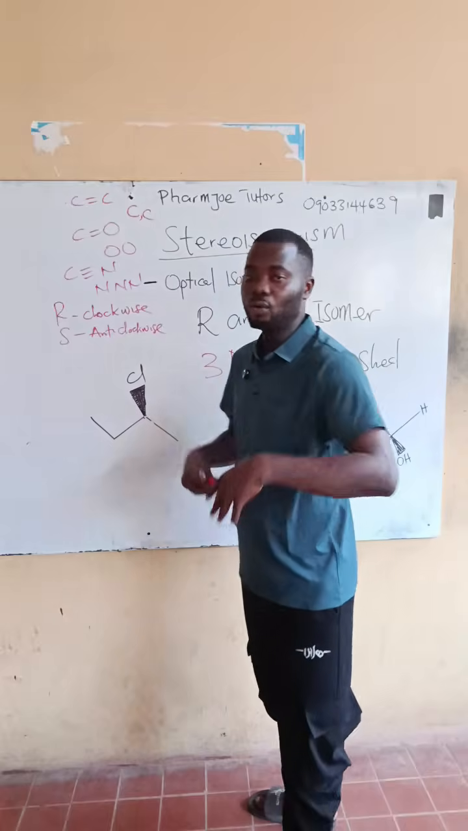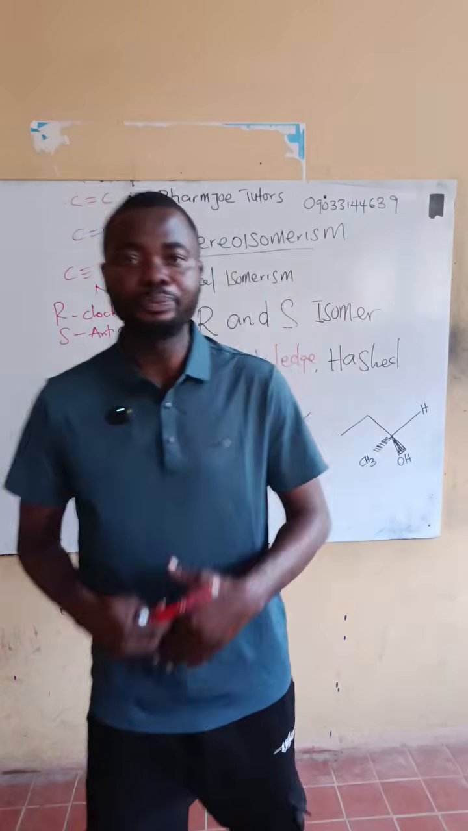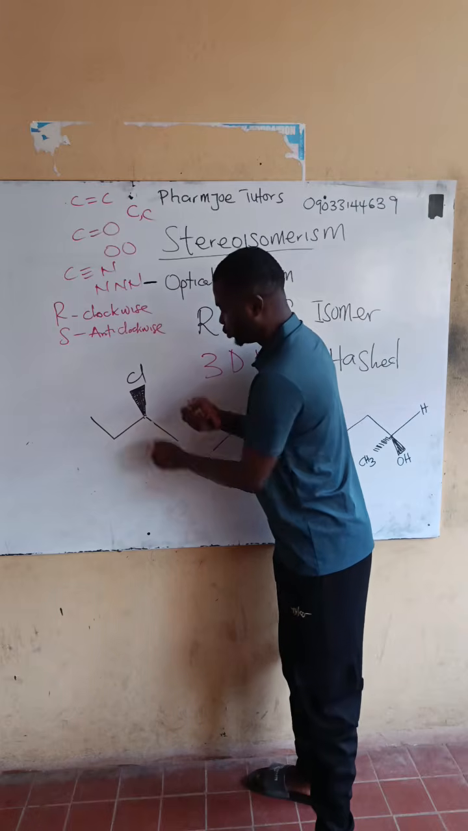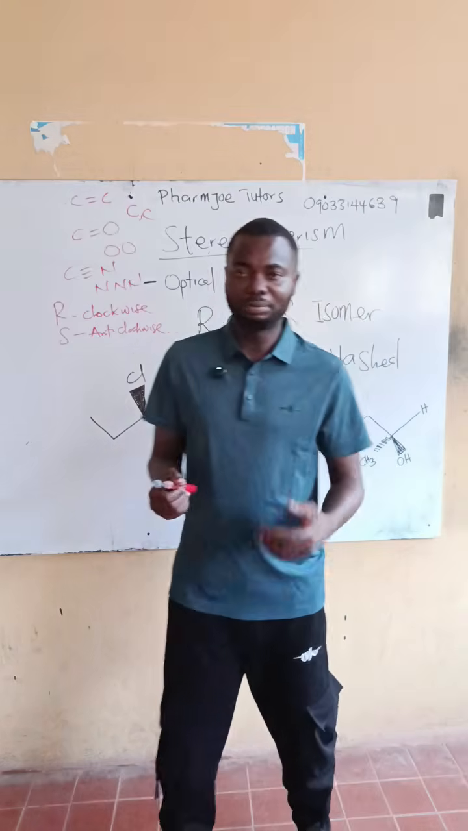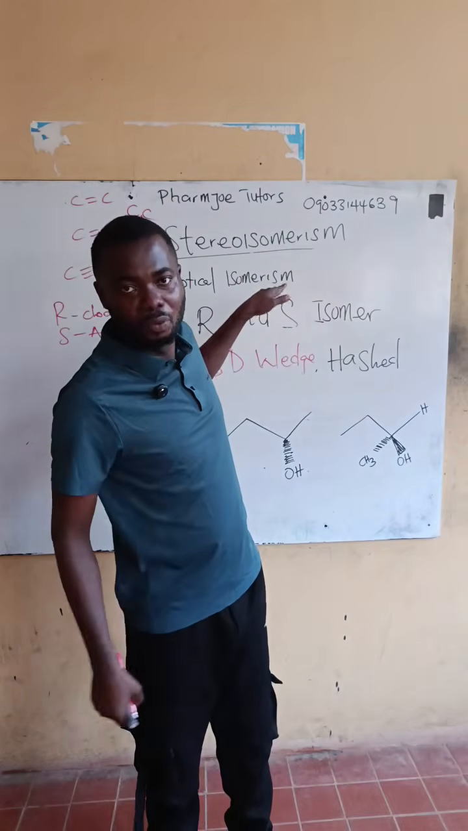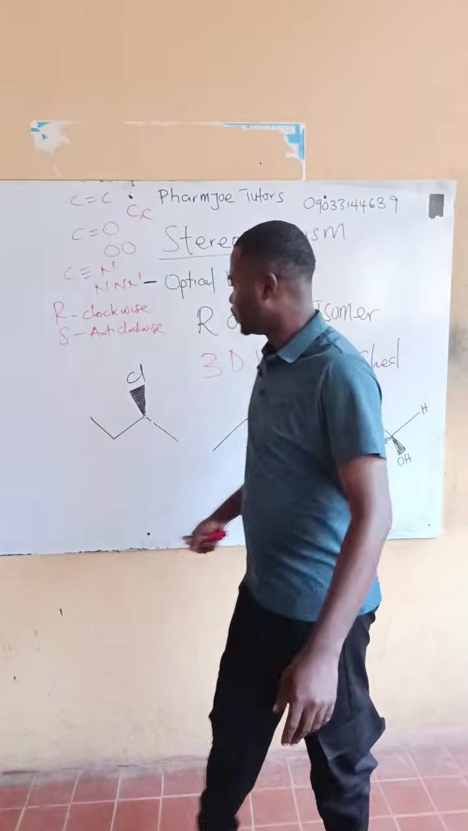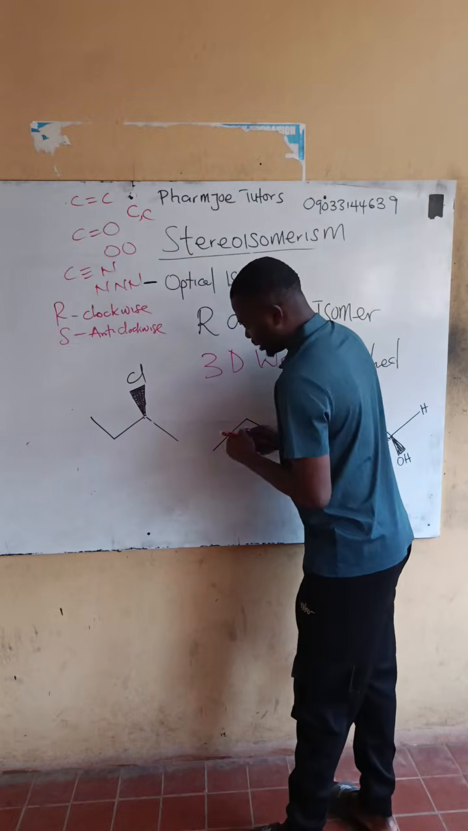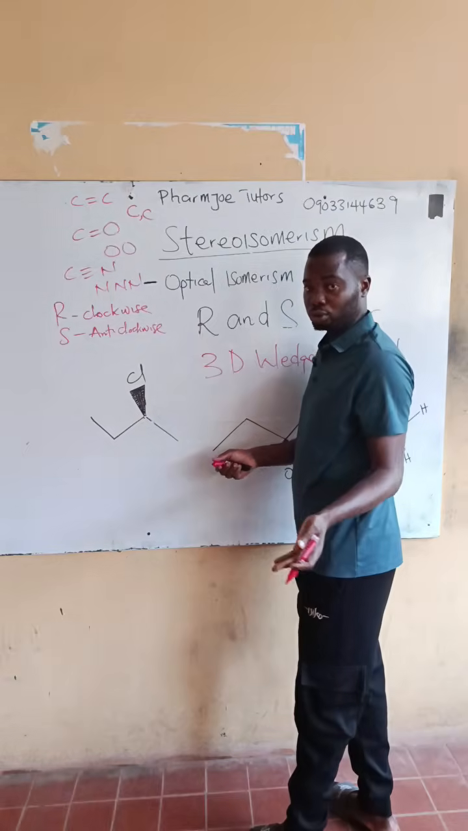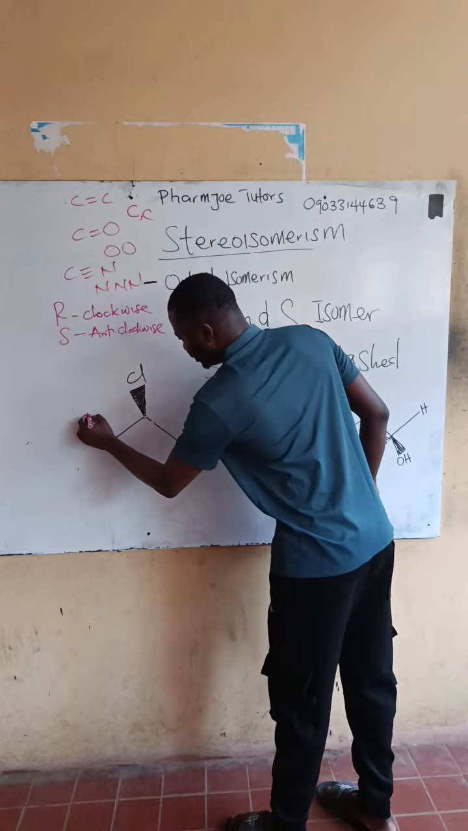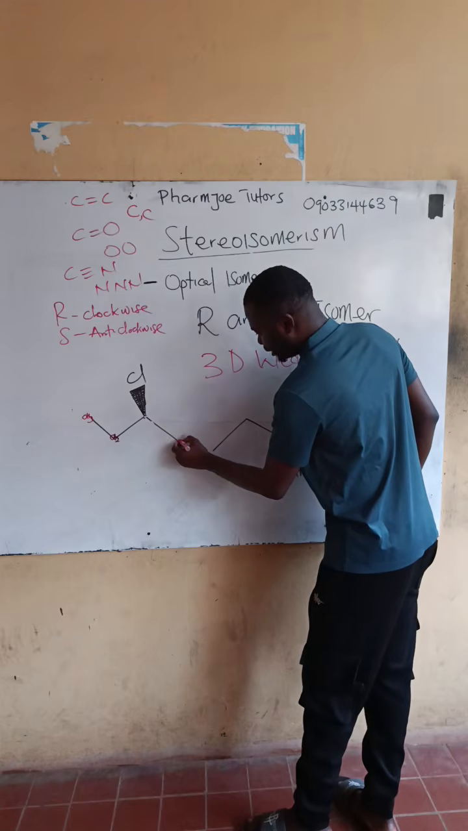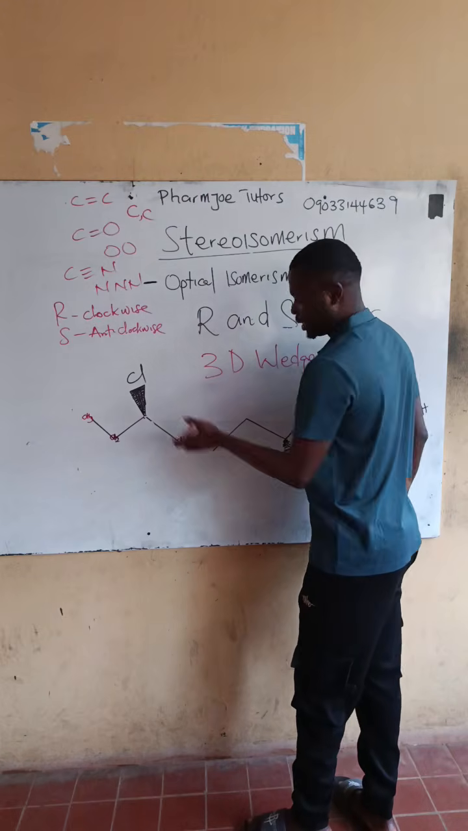Now, don't forget again, wedge means it's pointing towards you. Wedge means it's pointing towards you, while hash means it's pointing into the board, away from you. Is that okay? So now, in this case, this is a line formula for those who do not know. You should know that this space means CH3, this space is CH2 for those who do not know. Then this space is CH3. Yeah, it's a line formula.